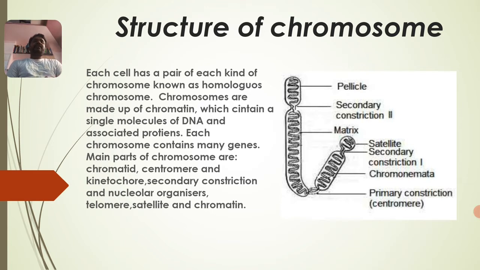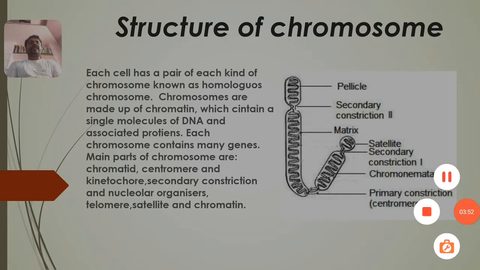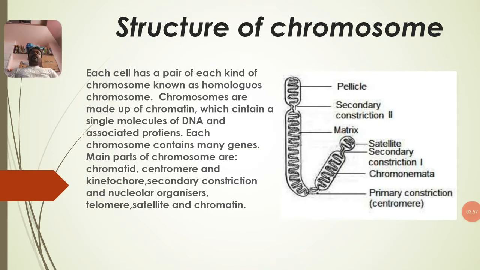And lastly, one is telocentric. In that, one arm is absent and another arm is long, and it consists of the centromere, which appears like an I shape. If in case the centromere is absent, then those chromosomes are called acentric chromosomes. Then today we will discuss the structure of chromosome.